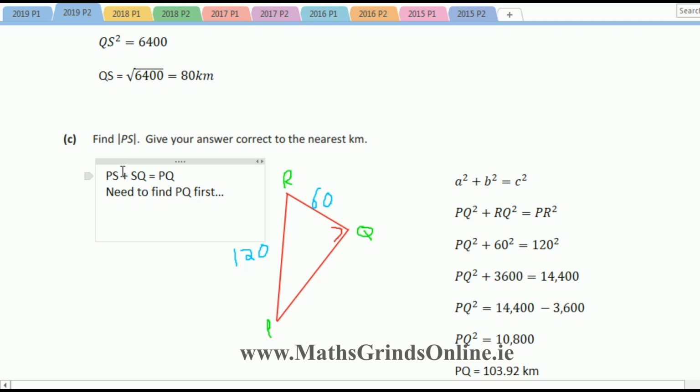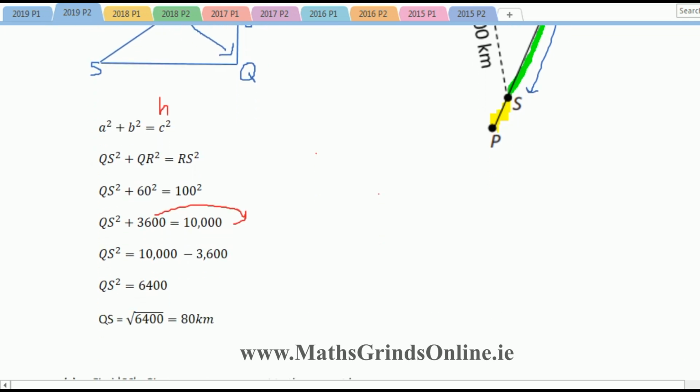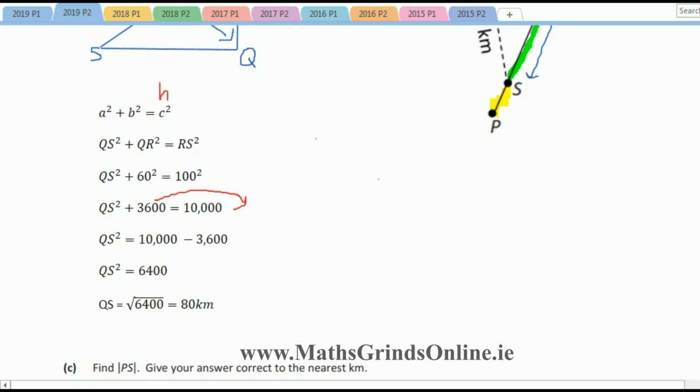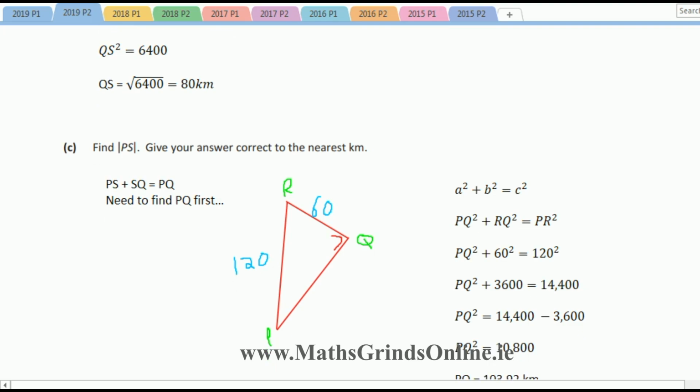So I'm saying we need to say PS plus SQ is equal to PQ. So what I'm saying there, again going back up to this diagram here, I call that the green side of it there. It's the yellow part plus the green part is equal to QP. Now we know what QS is, we've just worked that out in the previous part. It's 80. So we need to work out the larger part there, which would be PQ.